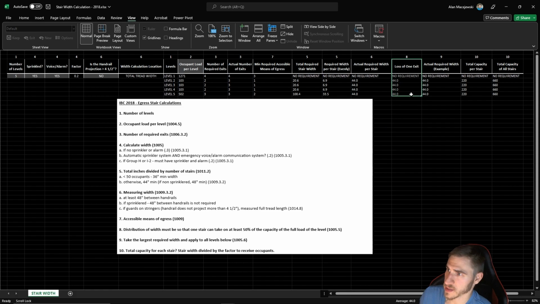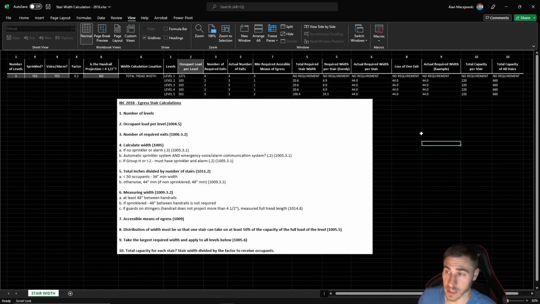Now, here is the altered column, and this column simply says loss of one exit. This is referring to number 8 here, and we can see that this says the distribution of width must be so that one stair can take at least 50% of the capacity of the full load of that level, 1005.5. I'd highly recommend you read it and read the commentary. It's going to help you out a lot.